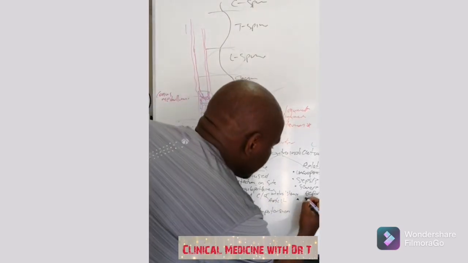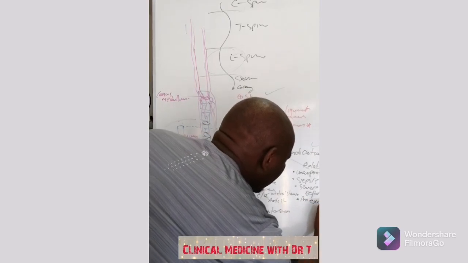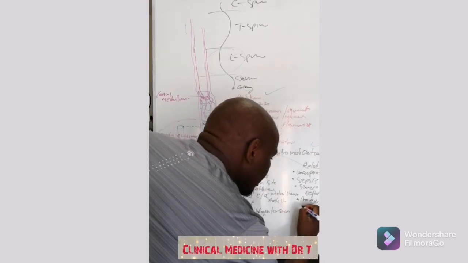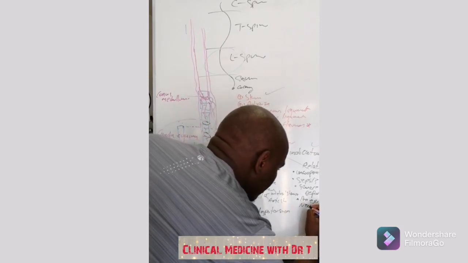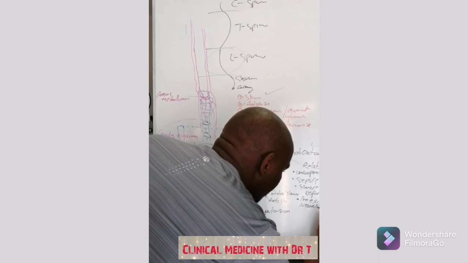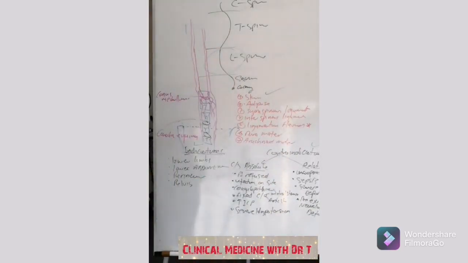Okay, another thing is pre-existing neurological deficit. Meaning someone who's pregnant, they had polio, they can still have a spinal, for instance.